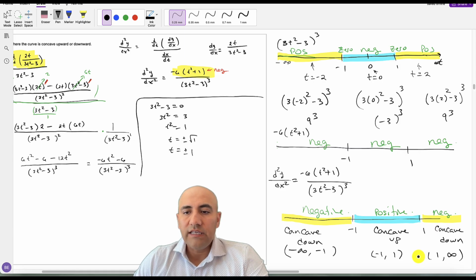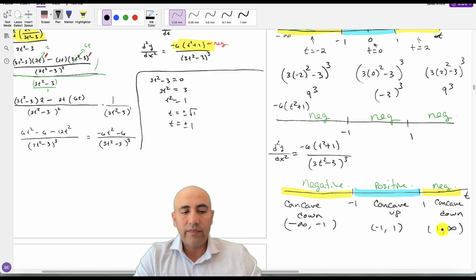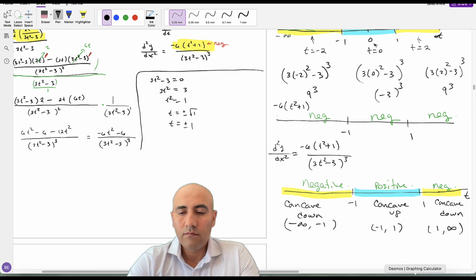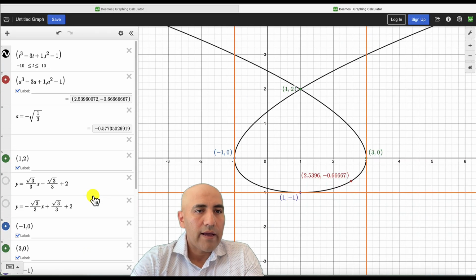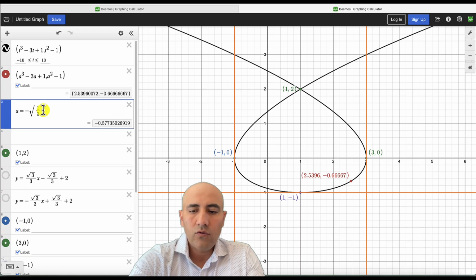Okay, so now remember, these are t values. So this is for t being in this value. This is the t-axis. So when t falls in this range, we have concave down. When t falls in this range, we have concave up. And then when t falls in this range, we have concave down. Let's confirm that with our graph again. So let's come back up here.